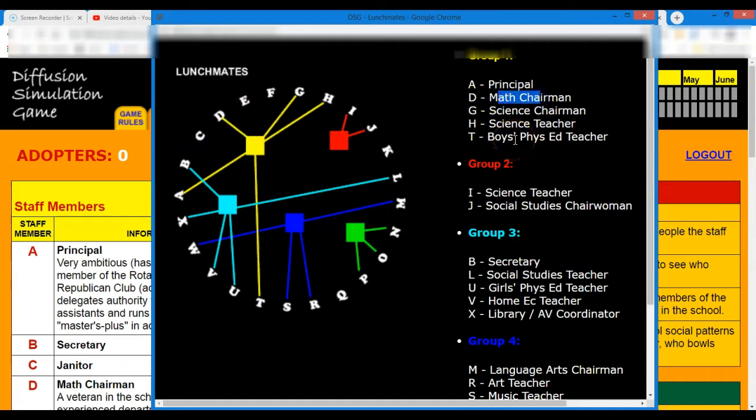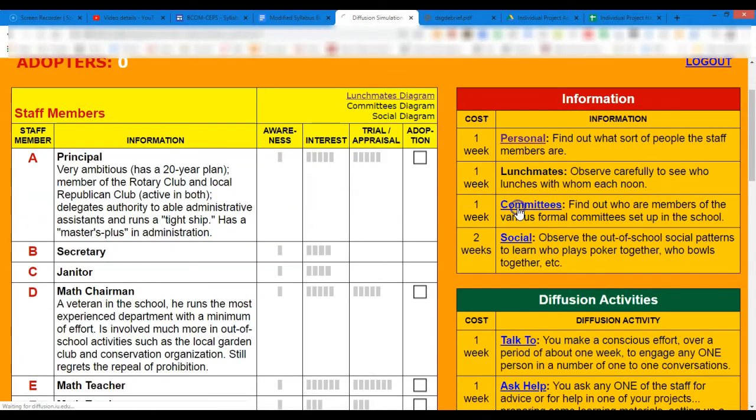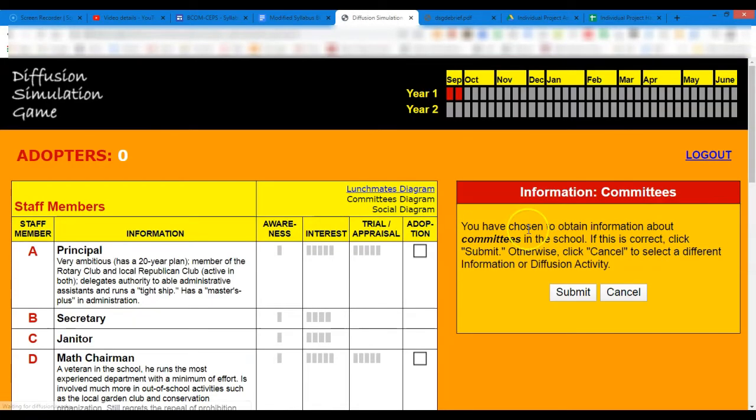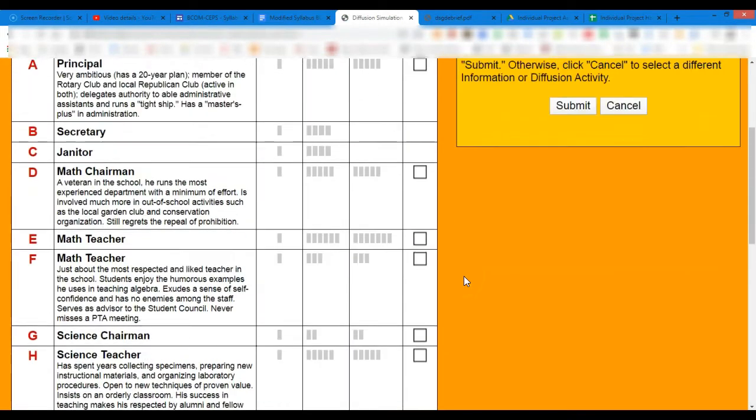Now that might give you a hint. Now if this guy here, G, who is science chairman, adapts the peer tutoring idea or initiative, he might be able to convince this one, and this might be during the lunch, they might bring up the topic and convince this and this and that. So basically every innovation is about information seeking. Now let's say committees. Who is in a common committee with whom? You can see who is.